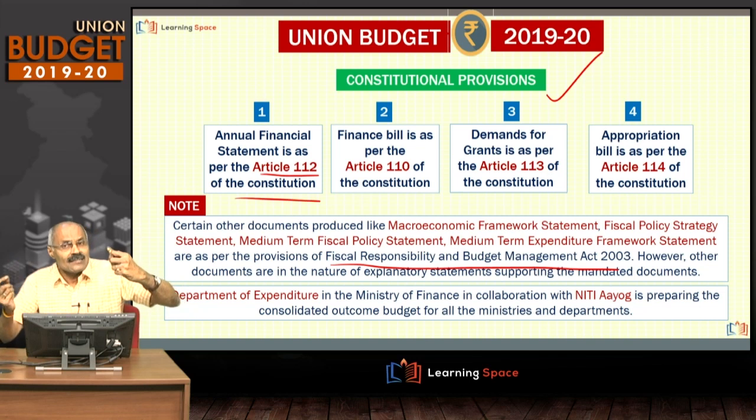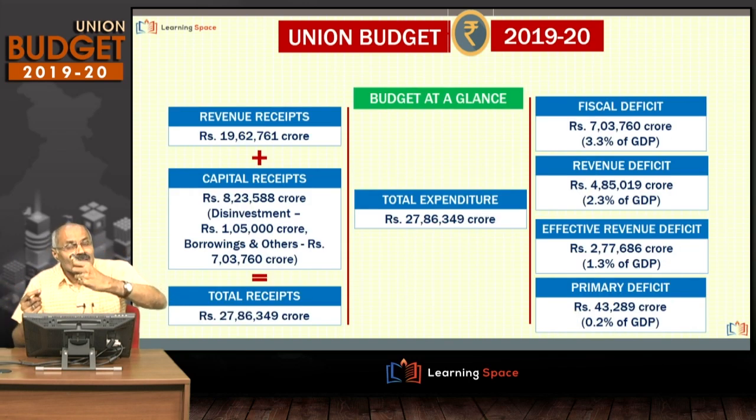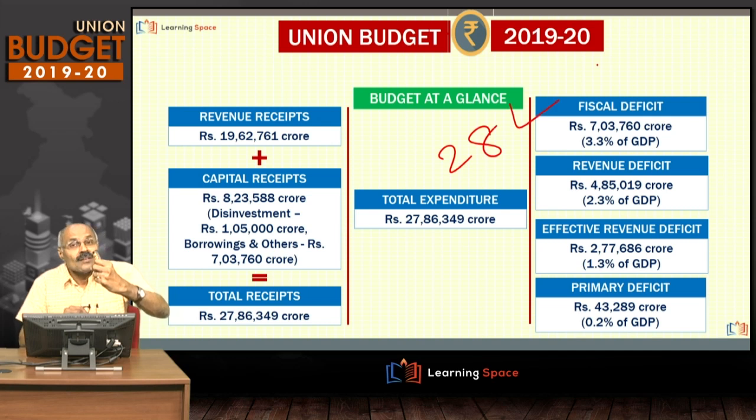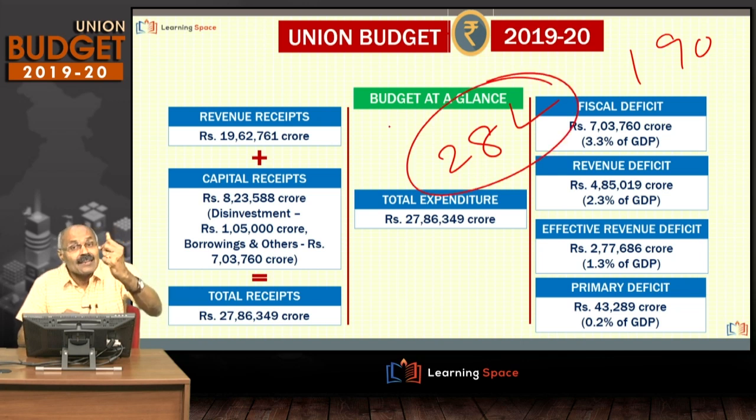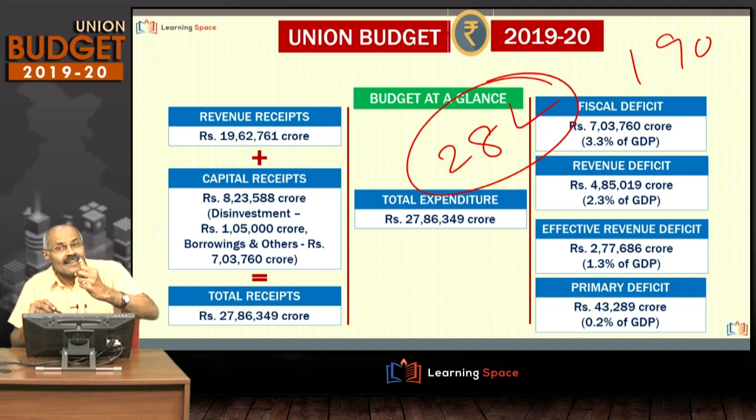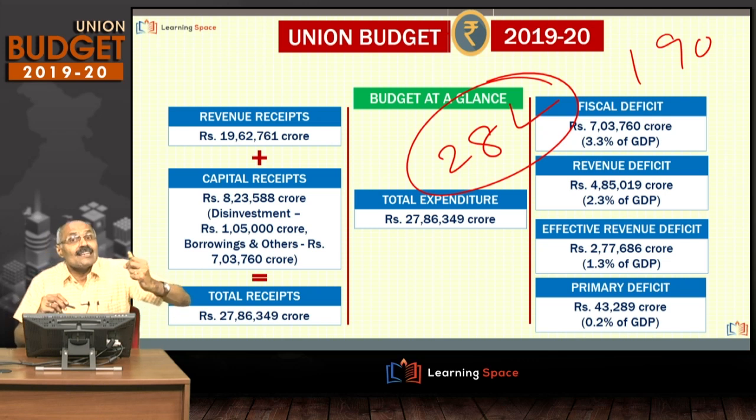Let us move ahead. Let us look at the facts and figures. What is the quantum of total expenditure? Total expenditure is around 28 lakh crores. What is the size of Indian GDP? If you look at nominal terms, the size of Indian GDP is 190 lakh crores. And as far as central government is concerned, total expenditure is around 28 lakh crores. Why I am mentioning this is when you are looking at expenditure for various programs, when you are looking at various receipts, you will have a clear understanding, right?